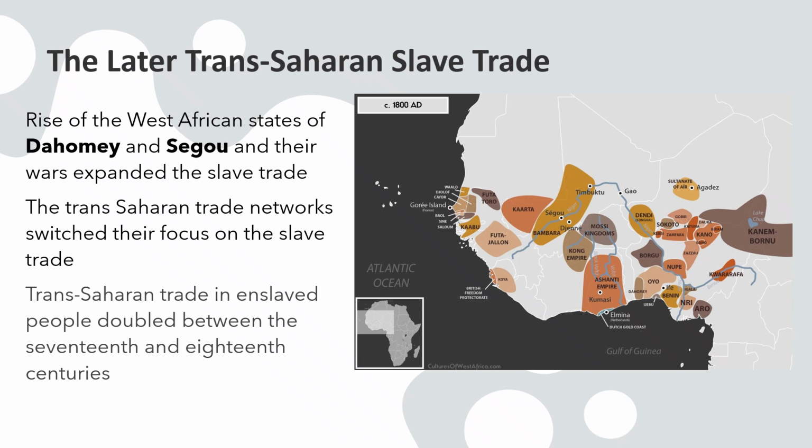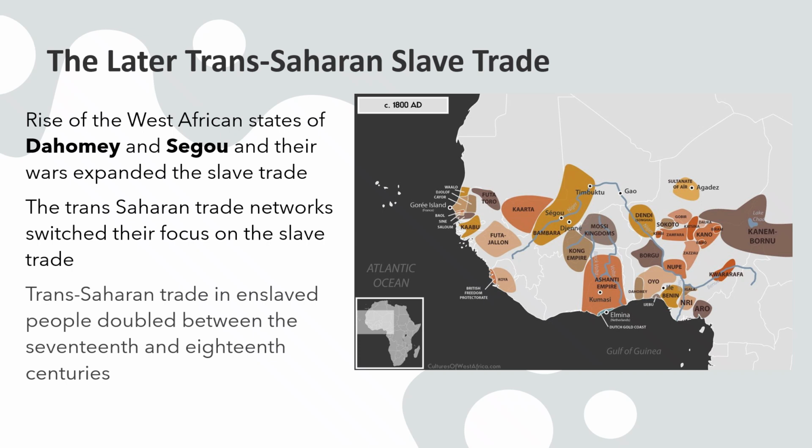Such growth came at the expense of the historic trans-Saharan trade network, which was disrupted and reoriented to prioritize the traffic in captive human cargo destined for the coastal slave markets.